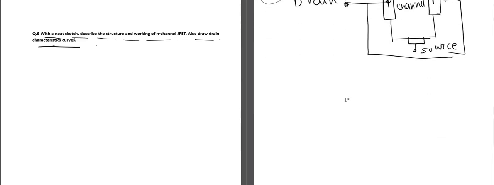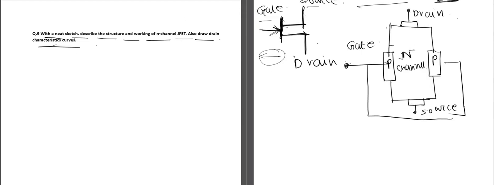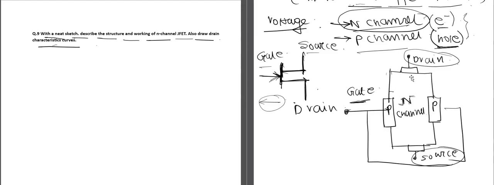Here we can see the channel is of N type, and the substrate made on either side of the N channel is P type. The drain and the source terminals are present on either side of the N channel. We apply a small voltage at the gate terminal to control the flow of current between the source and the drain. So this is the construction of the N-channel JFET.